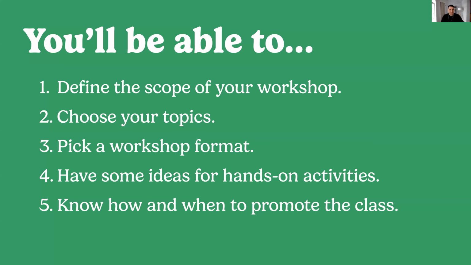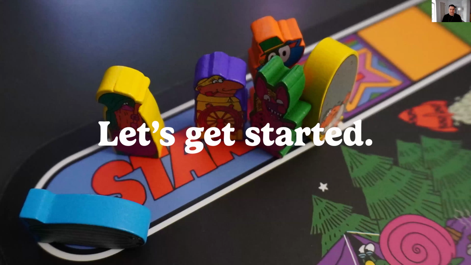So if I'm doing my job, you should be able to do 5 things by the end of this. You should be able to define the scope of your workshop. You should be able to choose some topics that are going to work well for it. You should be able to pick a format, either single session or multi-session. You should have some ideas for hands-on activities to keep people engaged and interested. And you should have some ideas on how to promote this thing so people actually show up. So let's get started.